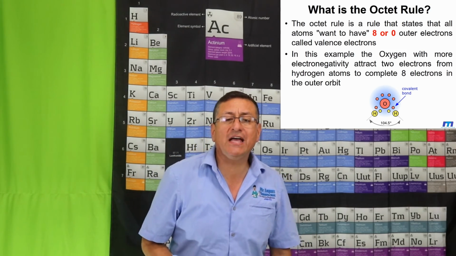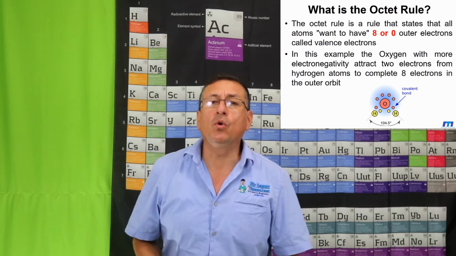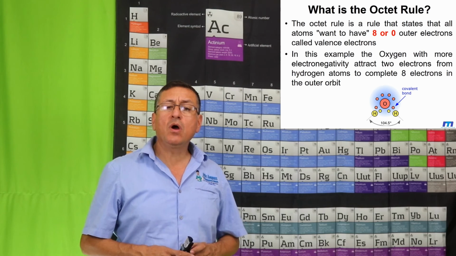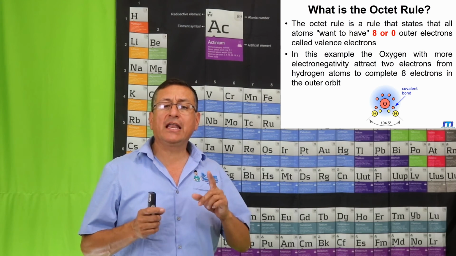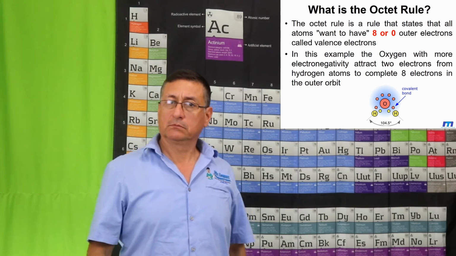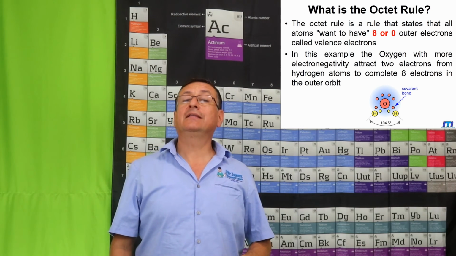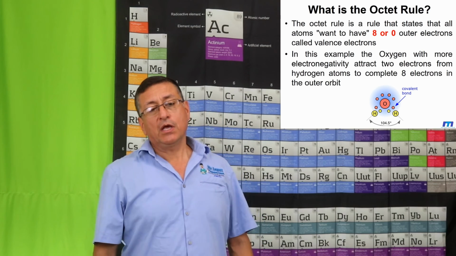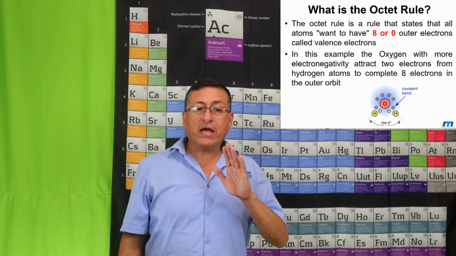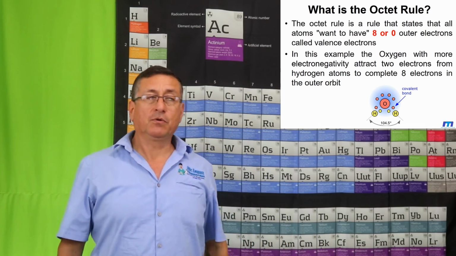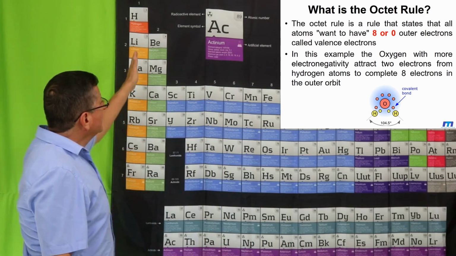What is the name of that rule? This is the octet rule. All the atoms want to have 8 or 0 electrons in the last orbit. Okay? We are going to talk later about that. Alright, my friends. We are going to continue with the process of organization of the periodic table. The elements are organized in groups according to the amount of electrons in the last orbit.